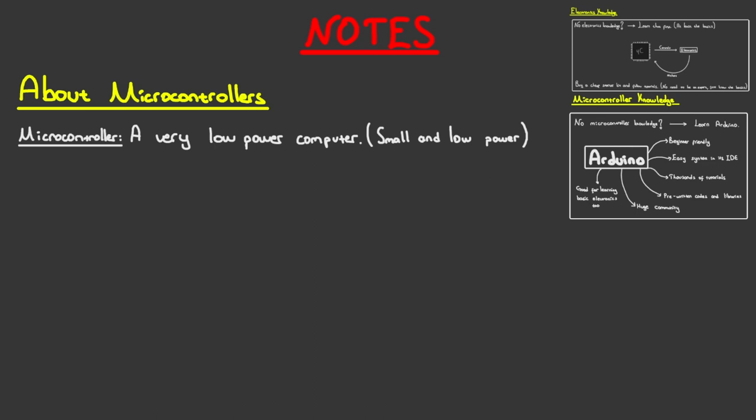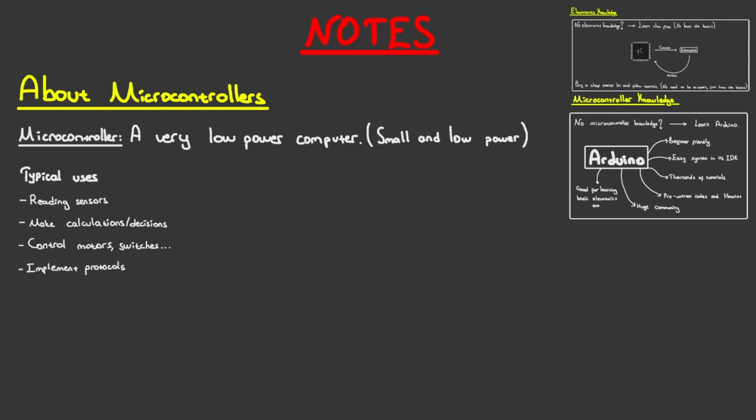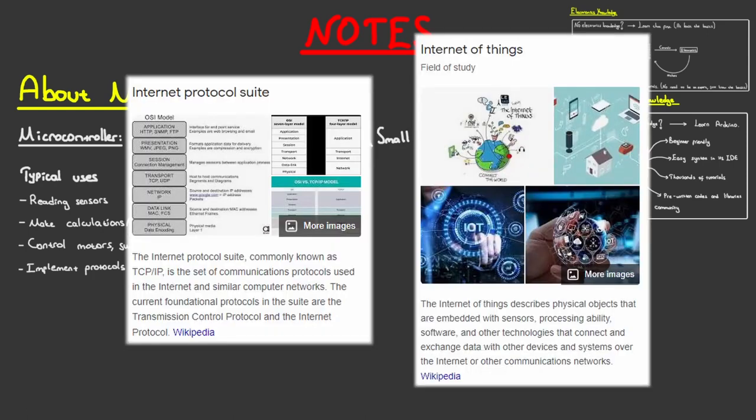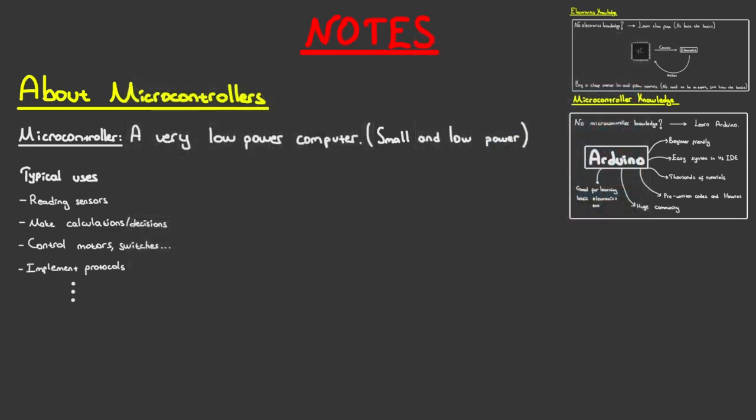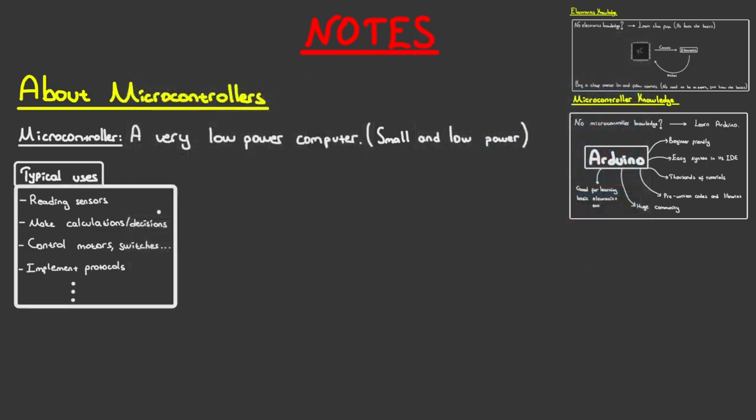A small low-power computer like a microcontroller is perfect for reading sensors, using their data to make calculations and decisions, to control a variety of things like motors or switches, or to simply handle sets of protocols like TCP/IP used for Internet of Things, also known as IoT applications. These are of course only a fraction of the examples for microcontrollers.